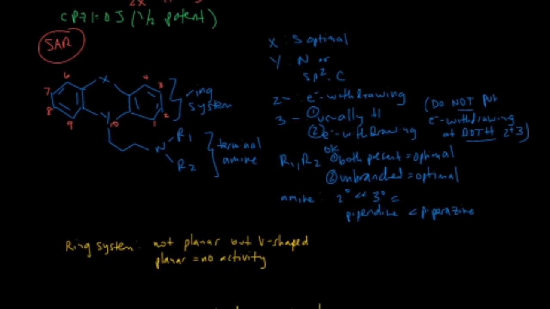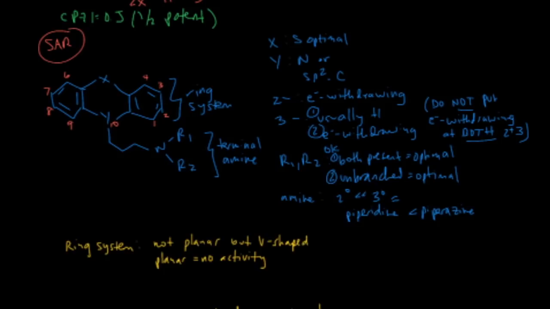Okay, so now we're going to go over the SAR, not Sapphire, but SAR. Ooh, review. What is the difference between SAR and Sapphire? Sapphire refers to the affinity of a molecule, the structure affinity relationship. SAR refers to the structure activity relationship. And activity is not necessarily related to affinity. Remember that. Okay, anyways, here's the SAR of your phenothiazines.